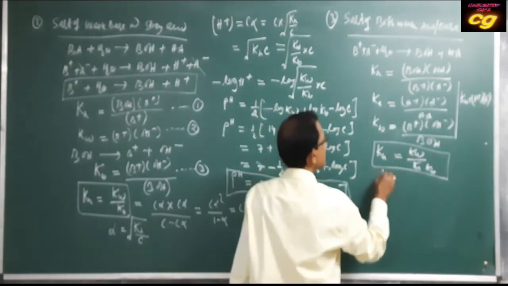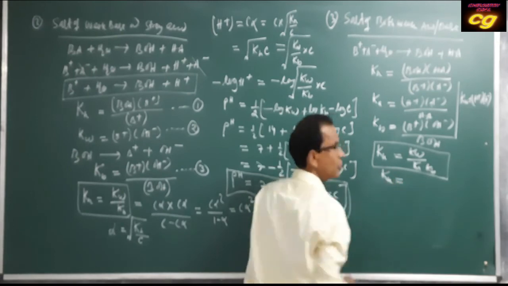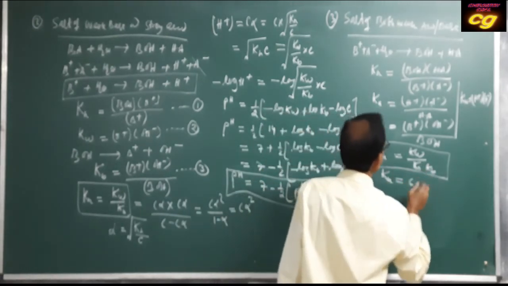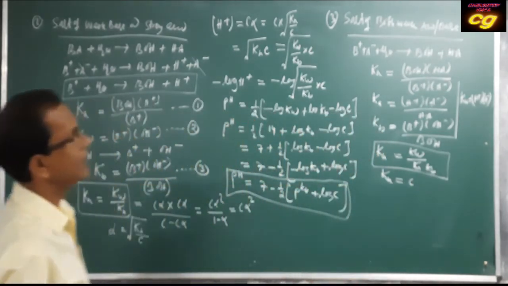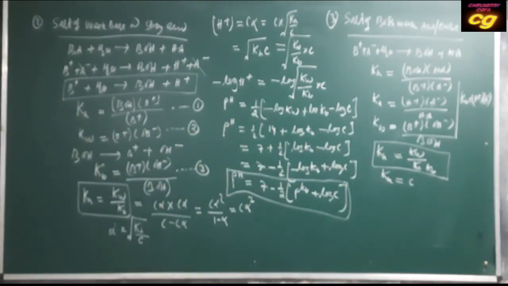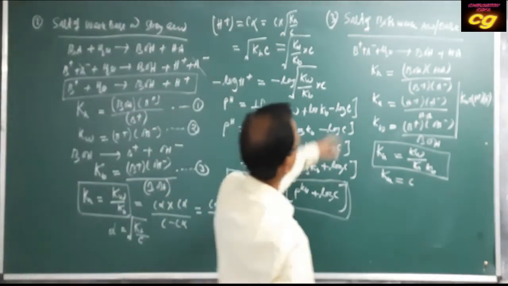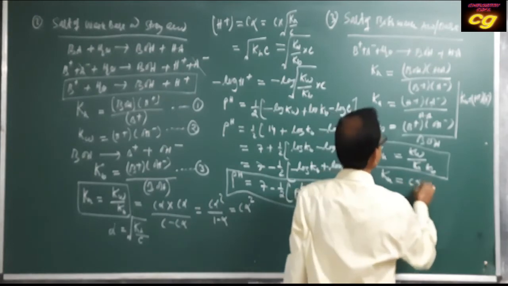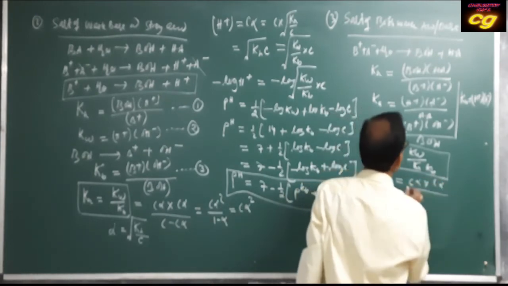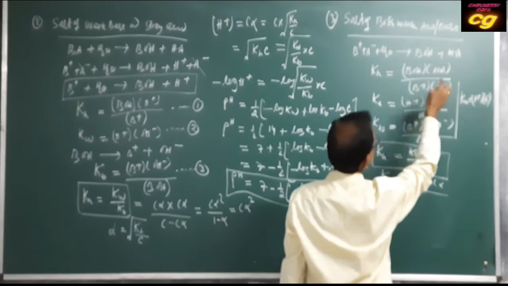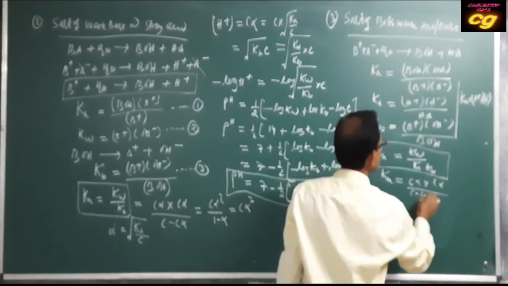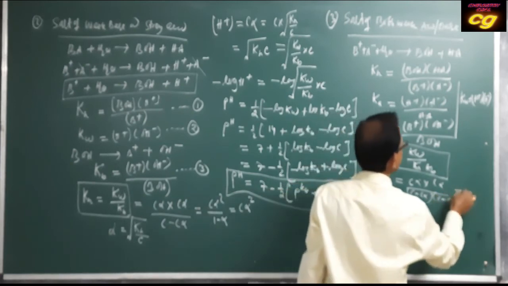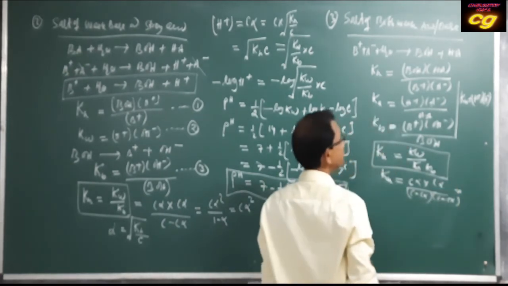And KH, same calculation, KH is equal to that, C. Here, if you calculate this, KH, this one, C alpha into C alpha, C alpha into C alpha upon B plus A minus, that is C minus C alpha into C minus C alpha. If you put it, the result will be how much?